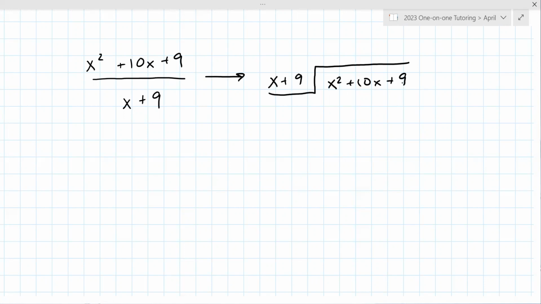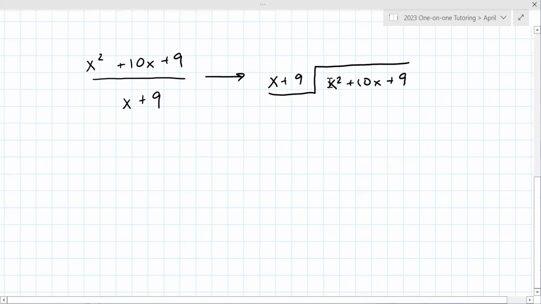Yeah. All right, so you ask yourself, what do you multiply x by, whatever's in front here, to become x squared? Would that just be itself, or would it be x? Yeah, x times x gives you x squared. Okay. And then you actually have to do the multiplication. You have to multiply x times x and then x times 9.